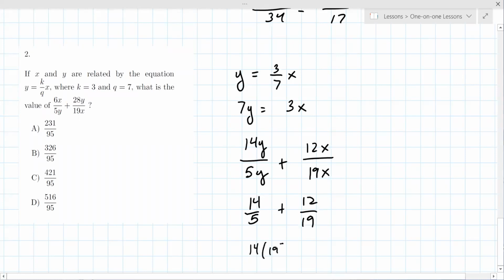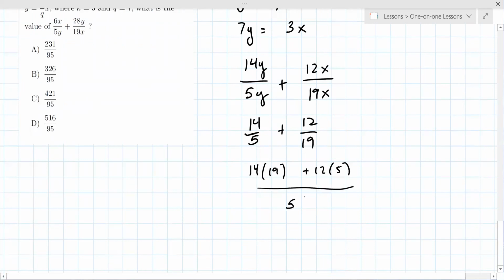So it's 14 times 19 plus 12 times 5 over 5 times 19, which is 95. I mean, that's why all these are 95 here. So this is 60, and this is 14. So I look at 14 times 19 as 14 times 20, which is 280, and then you subtract out 14. That gets you back to 266. So it looks like the answer is B. Okay.